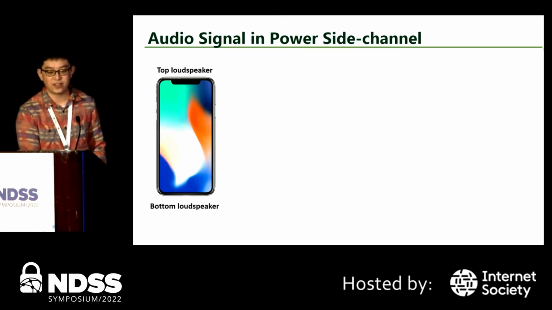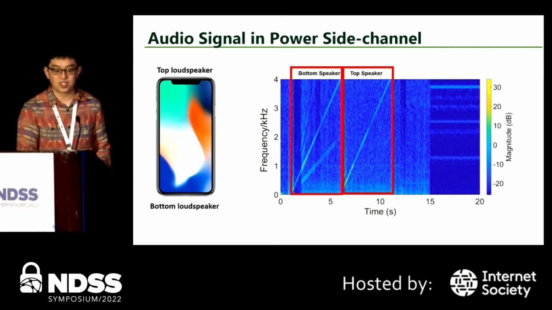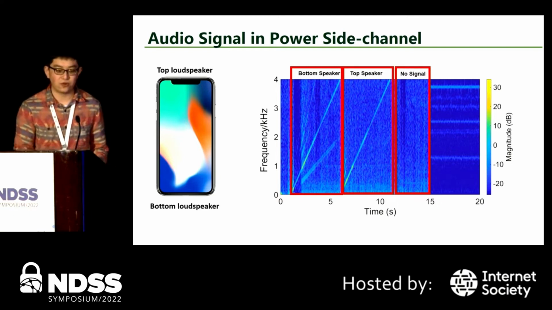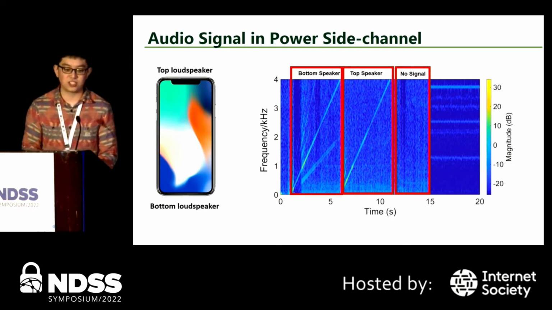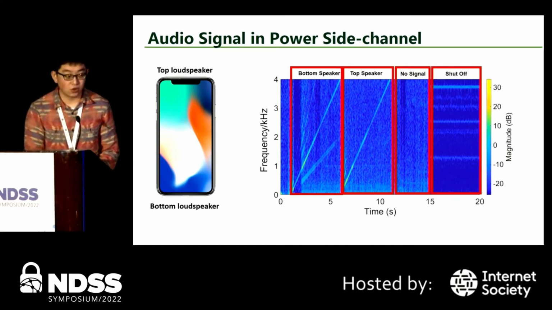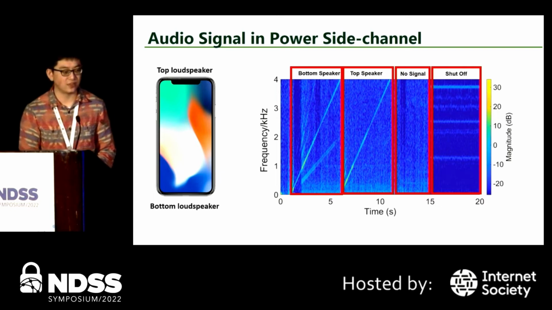Then we stop playing and shut off the smartphone, and from the spectrogram, we can see that for the bottom speaker and the top speaker, the leaked audio signals have the same strength. Then when we stop playing, the audio signal pattern disappears, but the noise is still there because other firmware is also consuming the charging power. And finally, when we turn off the smartphone, the noise disappears as well, which means that the phenomenon is definitely caused by the power consumption side channel.